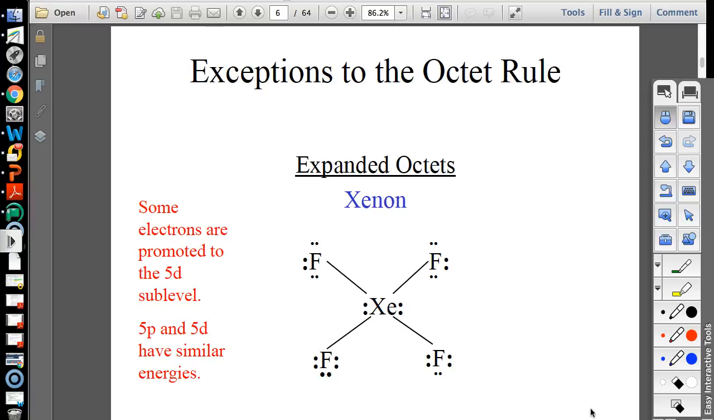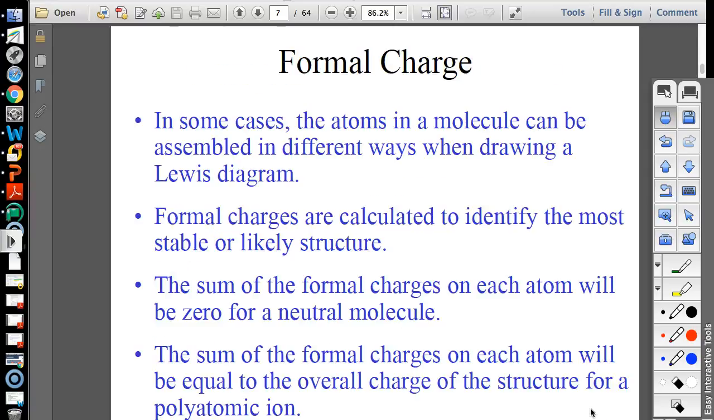Okay, so there's your expanded octets. Now formal charge. Formal charge is really complicated, but basically it's a way of assigning a charge to each atom in a compound. When you add them all up, for something neutral like water or methane, the charges have to add up to 0, because the charge on the compound is 0. For something like sulfate, SO4 2-, the charges on all the individual atoms have to add up to 2-. That's all it is. And so here's a formula.